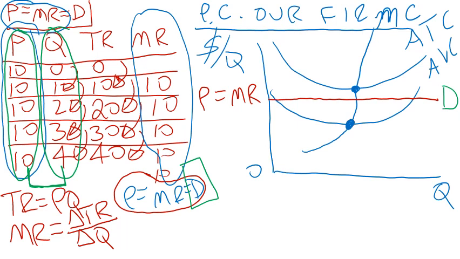So let's plot the first one. The price is 10. Let's assume this is 10. And the quantity is 0. So where are we? We're right here.